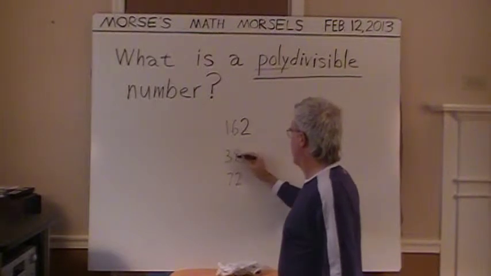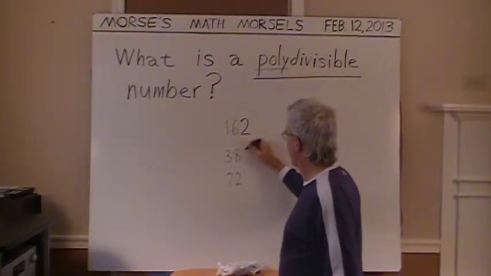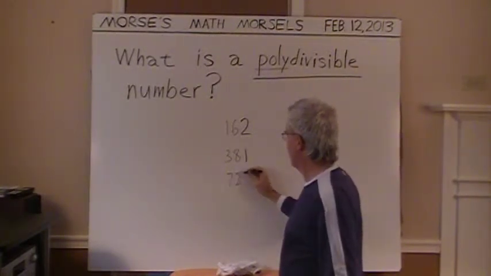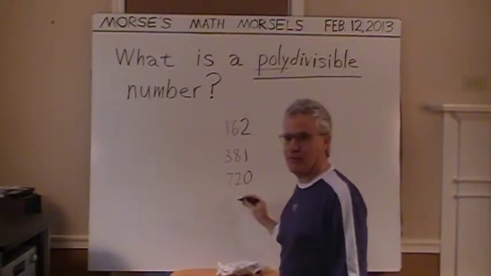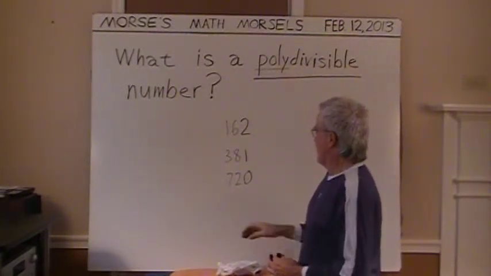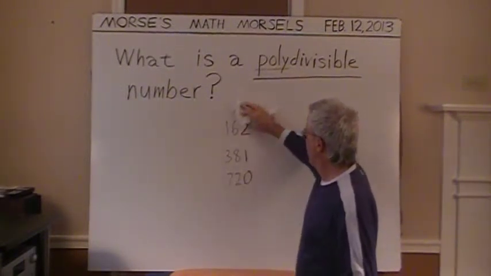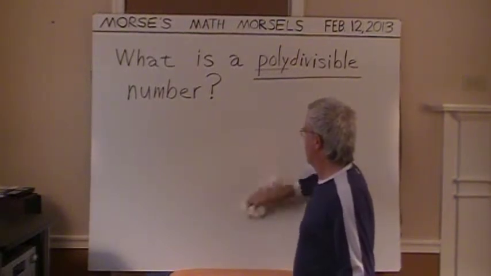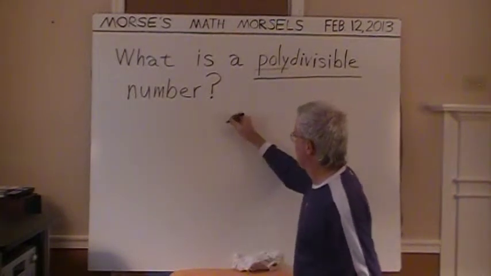For 38, 3 plus 8 is 11. We can put on a 1. That's divisible by 3. For 72, I can put on a 0 there. 720 is divisible by 3, as is 381. So far so good. Erase these and put up some more examples.